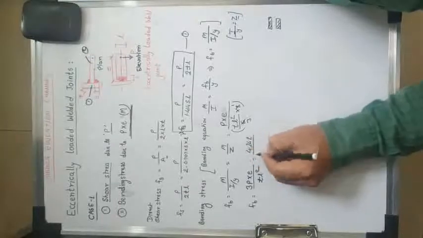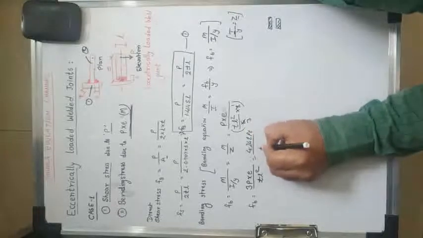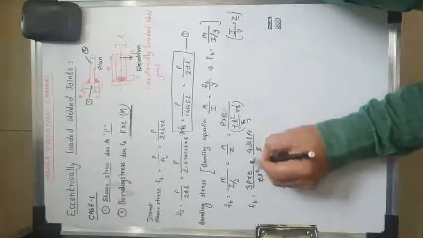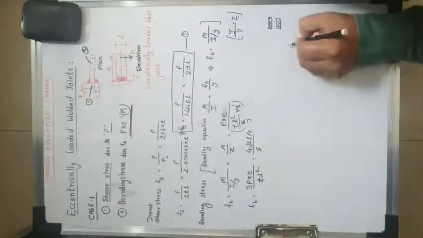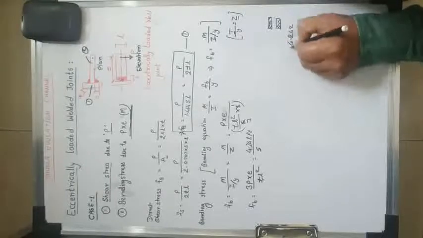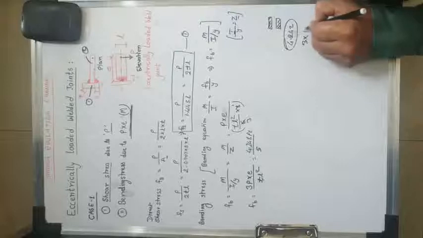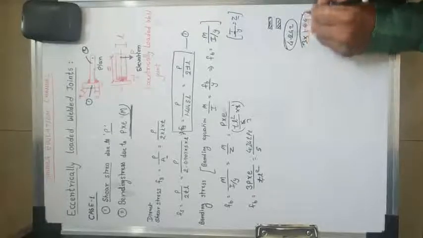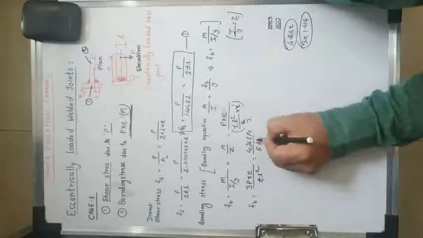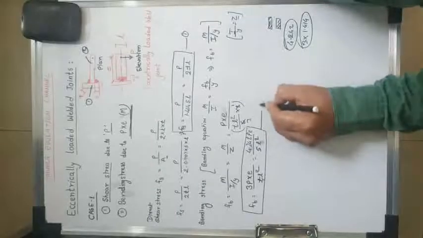4.242 upon PE upon, what is that? T converts to S, because what is 4.2? 4.242, what is that? This is 3 multiplied by 1.414. This is the equation. So SL square. So this is the second formula.